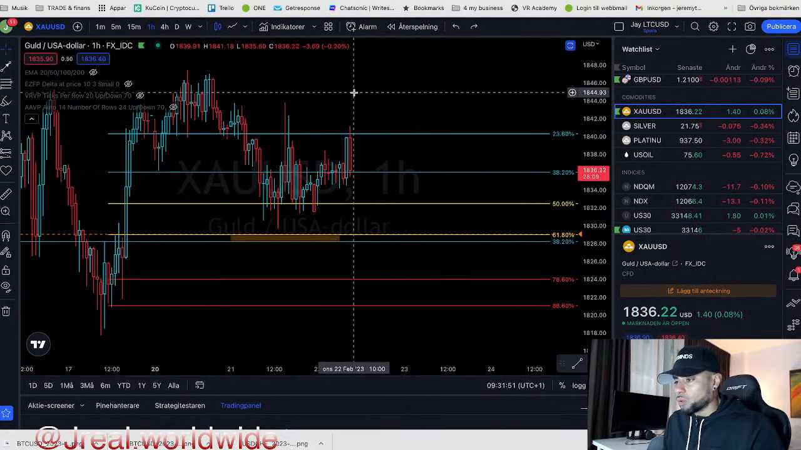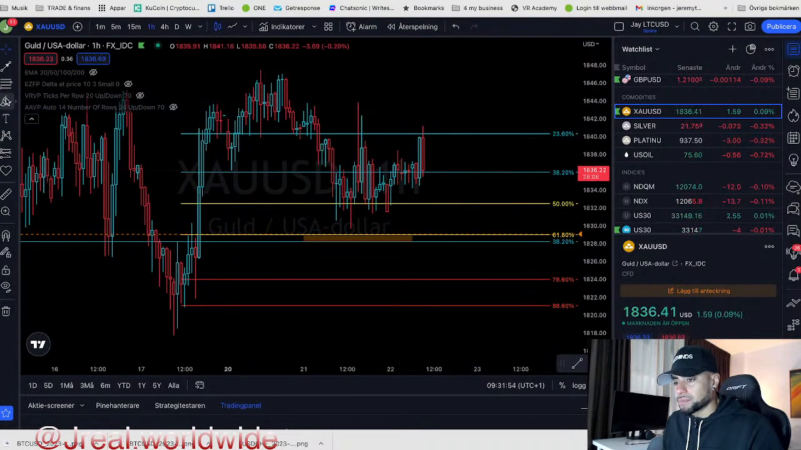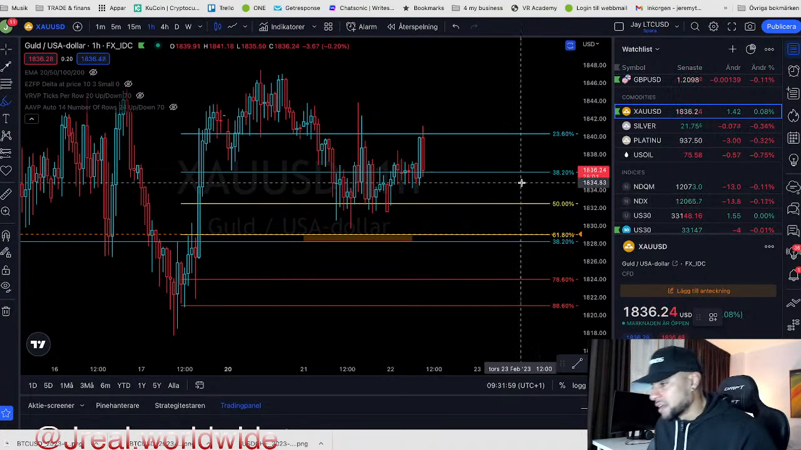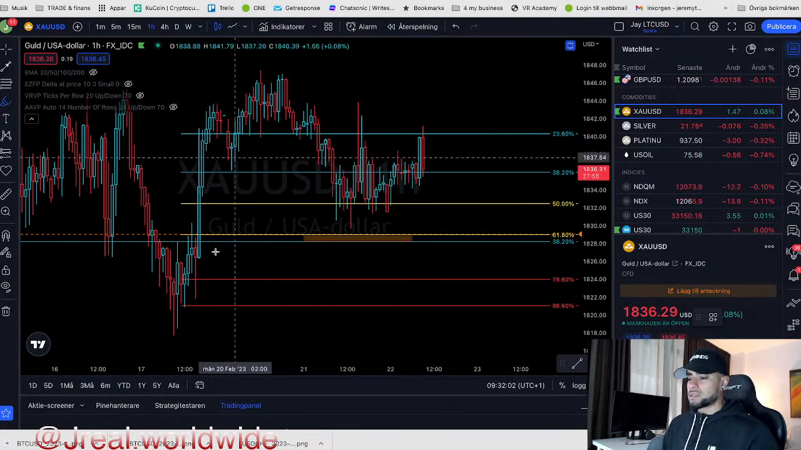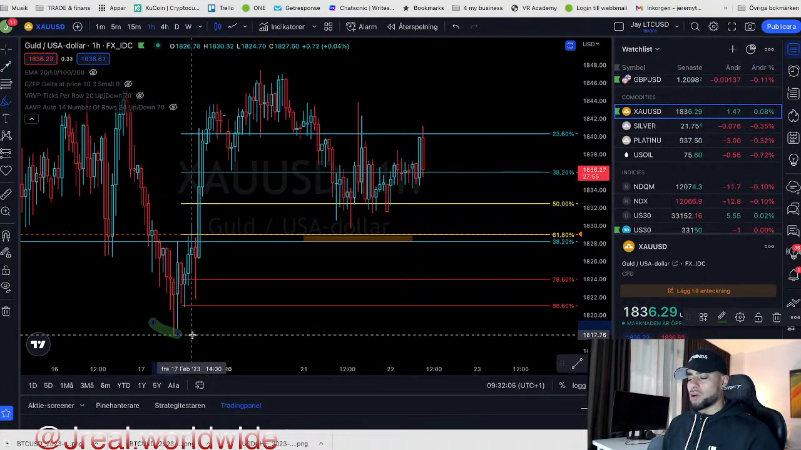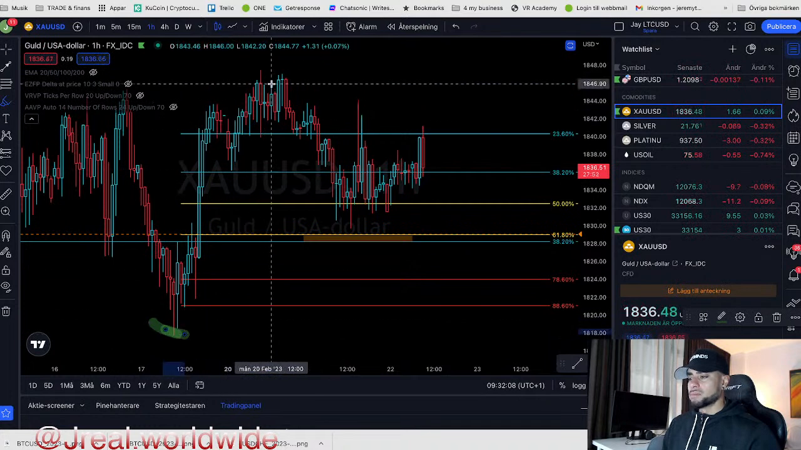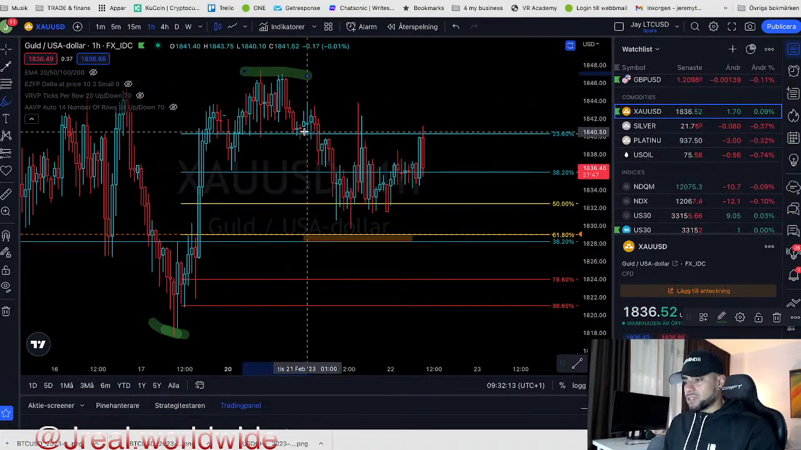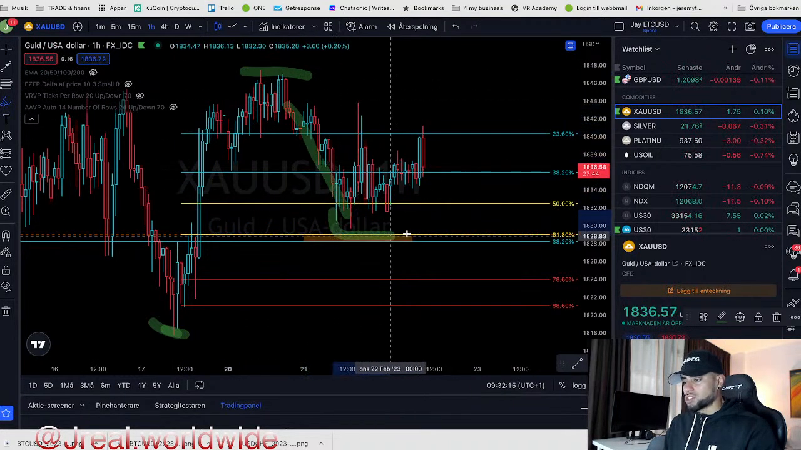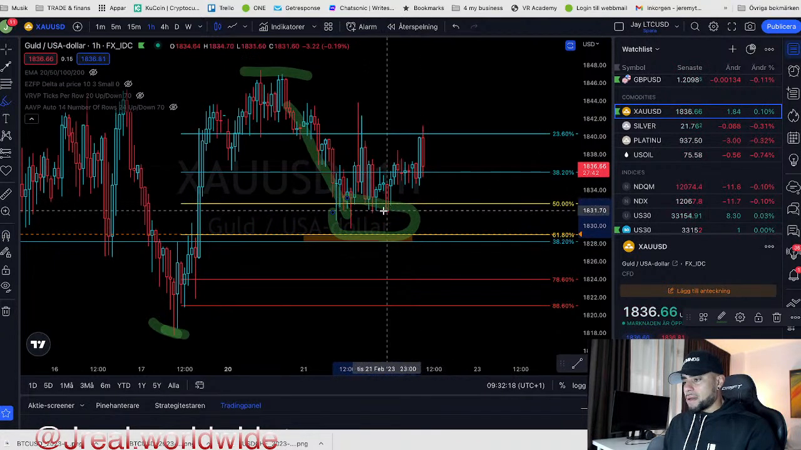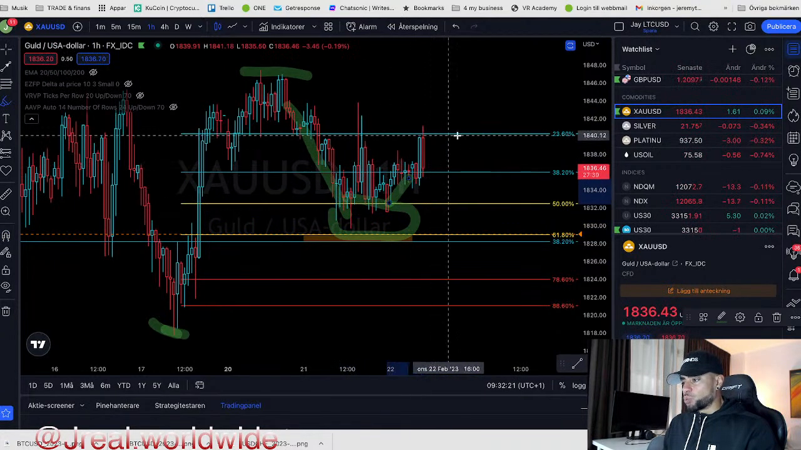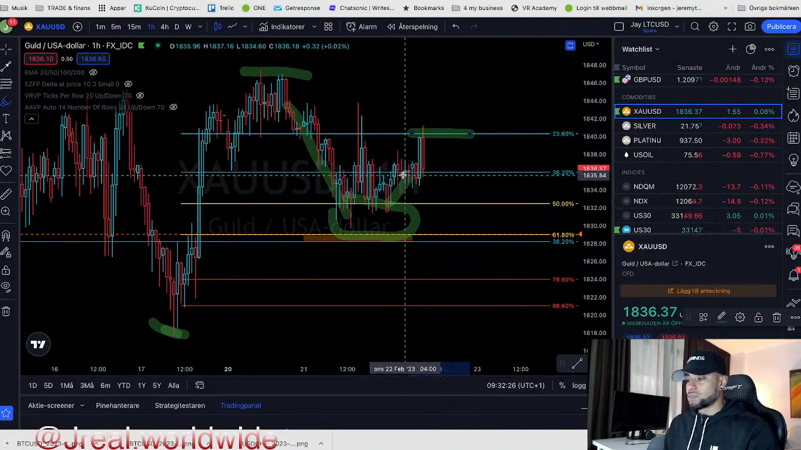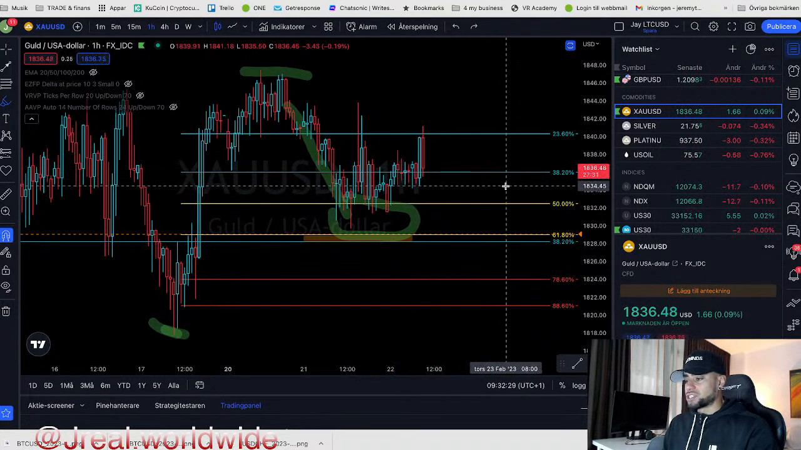What is happening right now with gold is that we are ranging. It's actually interesting. We are ranging between the 23.6 and the 38.2 Fibonacci retracement, and the Fibonacci is pulled from this bottom to this top. Then we have this whole retracement that came into the sweet spot zone here and moved back up again. And now it's ranging between the 23.6 and the 38.2 Fibonacci retracement, between these two blue lines that you see.